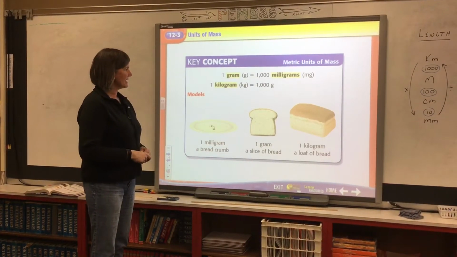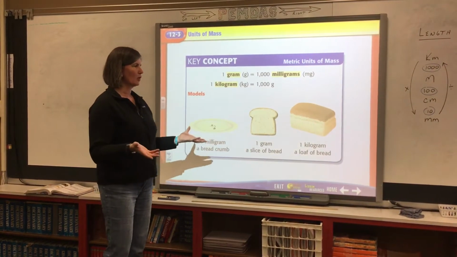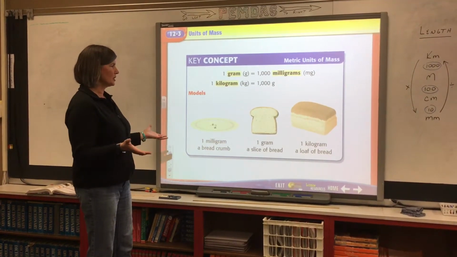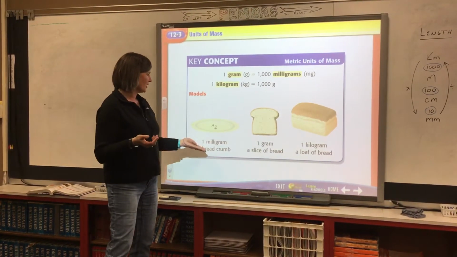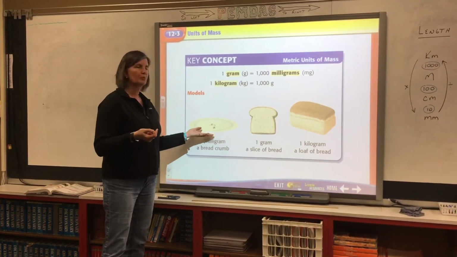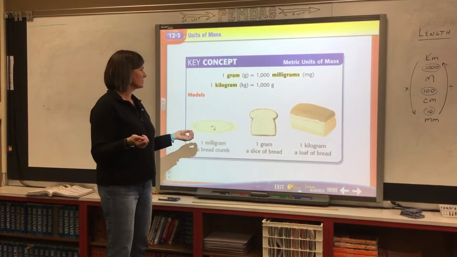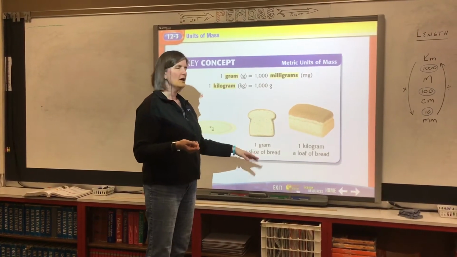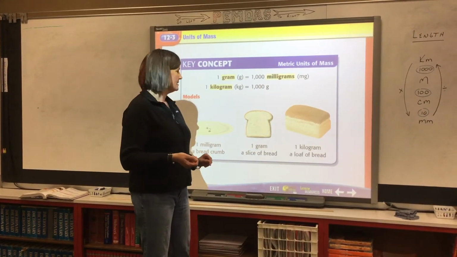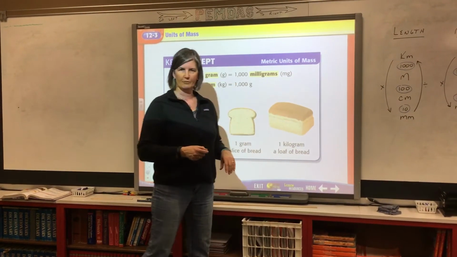Here's a great example of what might weigh a milligram, a gram, or a kilogram. We're talking about bread. It's kind of making me hungry. If we're talking about milligrams, that would be some breadcrumbs, something very light. Something that weighs approximately a gram would be about a slice of bread, and a kilogram would be the whole loaf of bread.